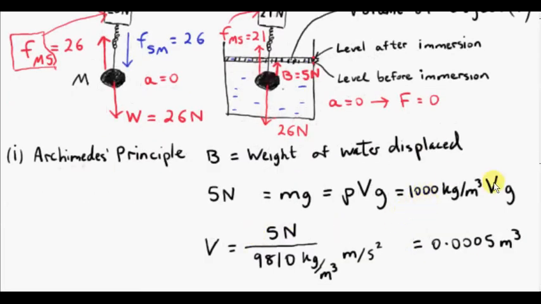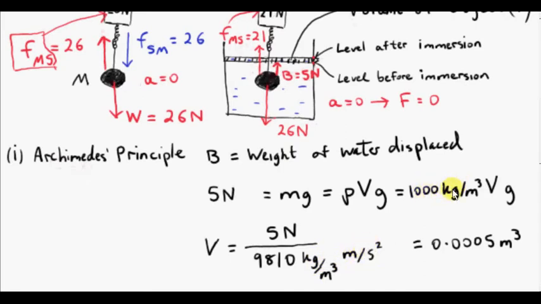Okay, so we multiply 1,000 by 9.81. That's the acceleration due to gravity, to get 9,810. So we divide 5 by 9810. That gives us 0.0005 meters cubed. Now, as an aside, I'll briefly mention units.